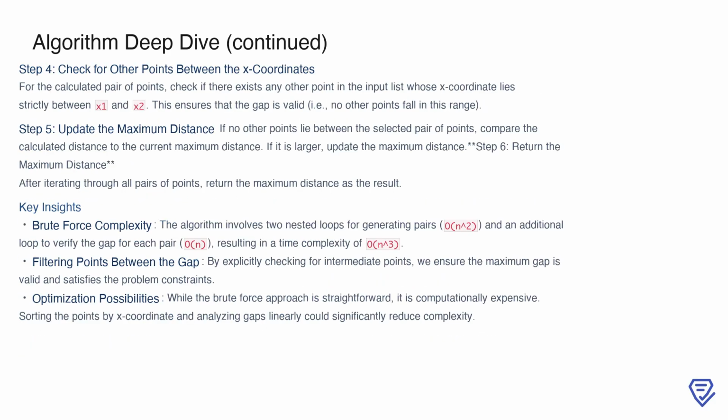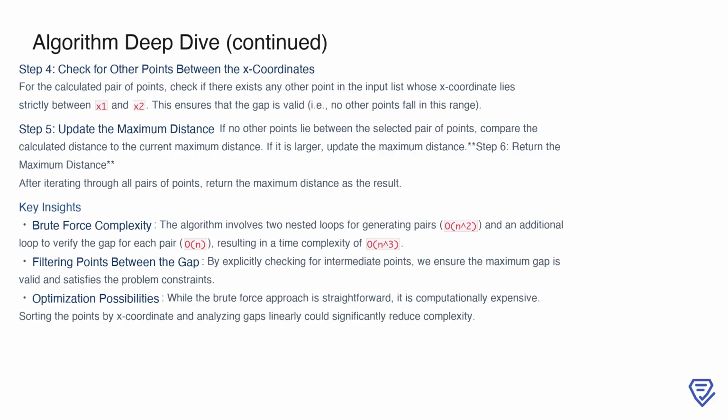After calculating the absolute difference in x coordinates for a pair of points, the next step is to validate this gap. Specifically, we need to ensure that no other points in the input have x coordinates that lie strictly between x1 and x2. This check guarantees that the calculated distance represents a valid vertical area as per the problem constraints. If no intermediate points are found, we compare the calculated distance to our current maximum distance. If the distance is larger, we update the maximum distance accordingly. After processing all pairs of points, the algorithm finally returns the maximum distance as the result.